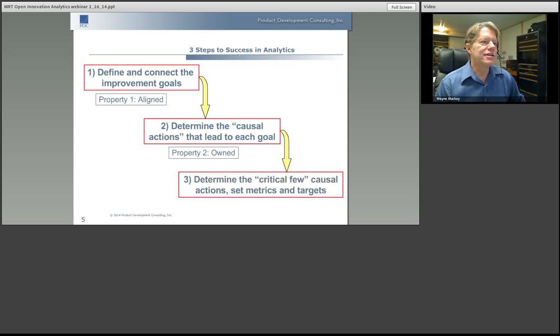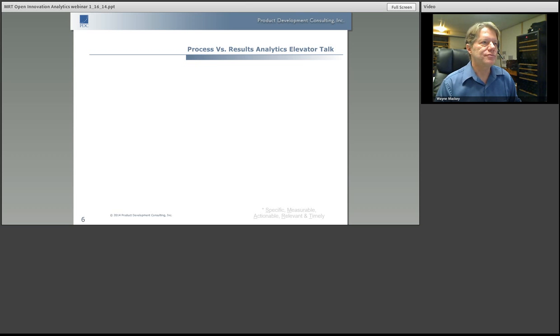And finally, the last of the 3 steps to success is determining the critical few. You may have massively many metrics. In most cases, that gets in the way of being able to focus on those things that will really make a difference. And once we determine the critical few, we set metrics for the causal actions and the targets for the near and midterm associated with it. And the property here is that we're focused. So good analytics are aligned, they're owned by the people who are using them, and they're focused.